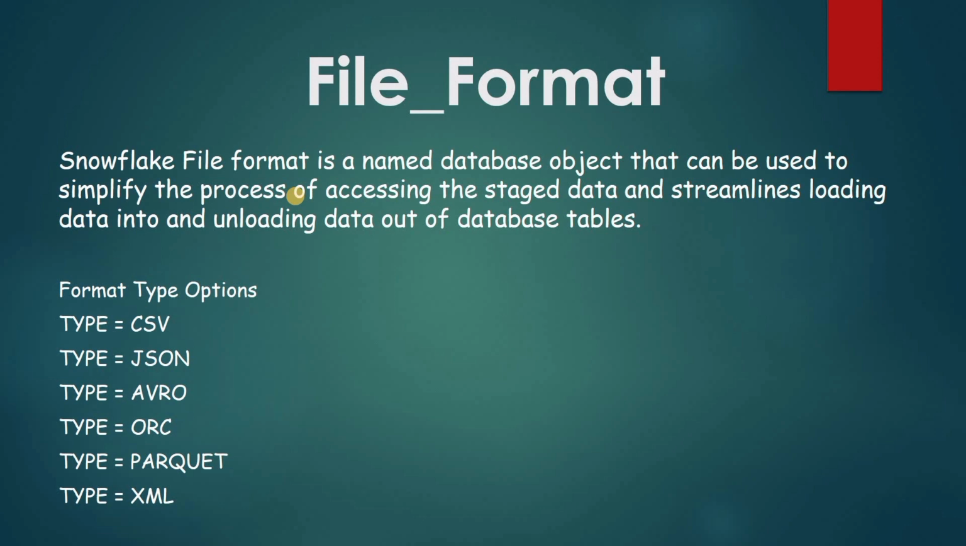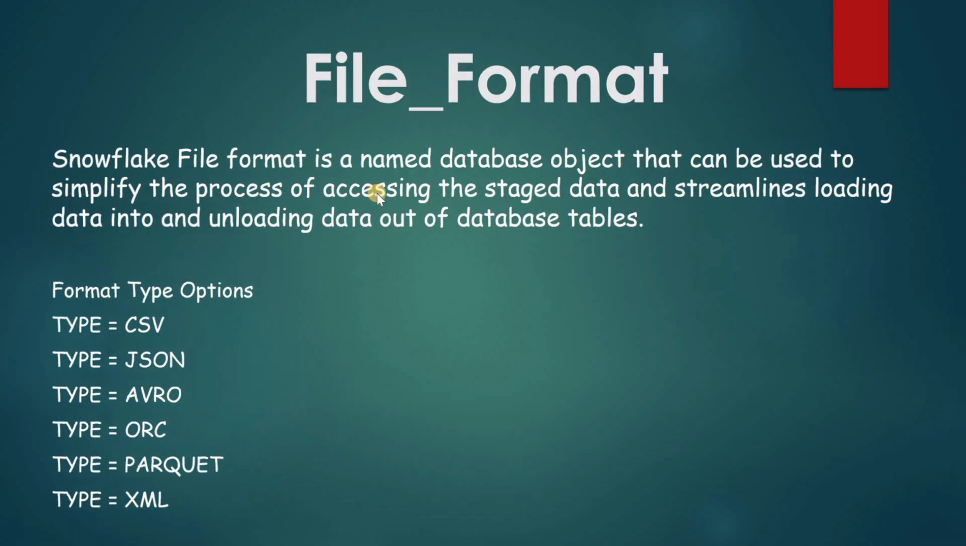And there are basically 4 or 5 types of file format which we can create in our Snowflake. The types are CSV, JSON, Avro, ORC, Parquet, XML. Basically we will deal with the CSV and JSON and PSV, TSV files. These are some of the file formats which we can create in the Snowflake. So this is all about the summary about the file format. It is basically used for accessing the data from the stage to the Snowflake tables.